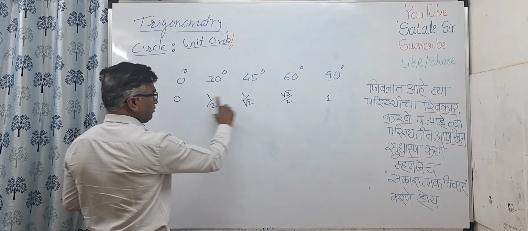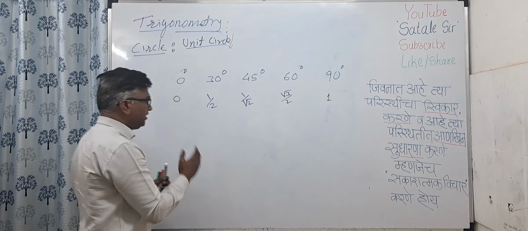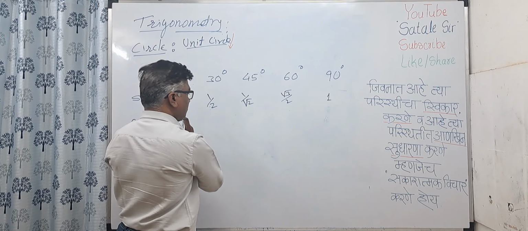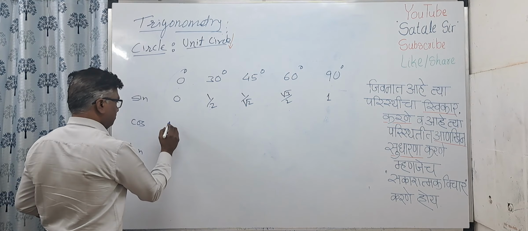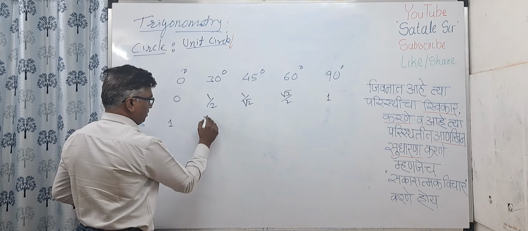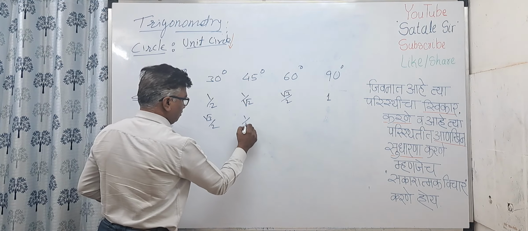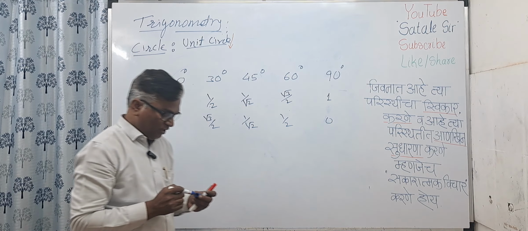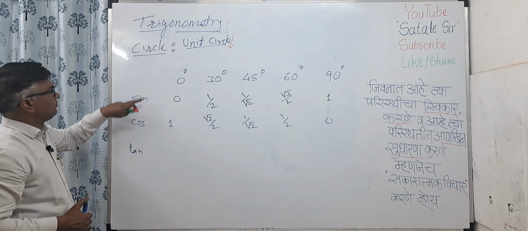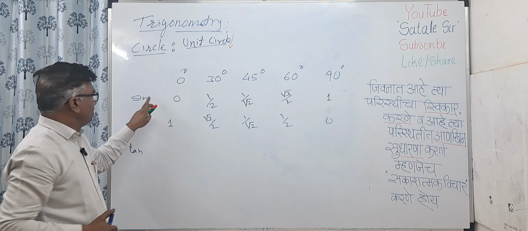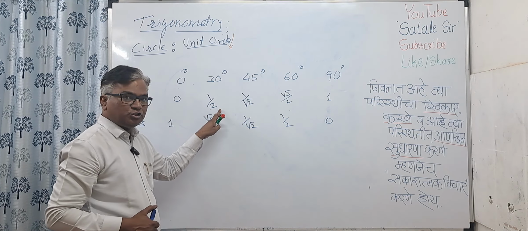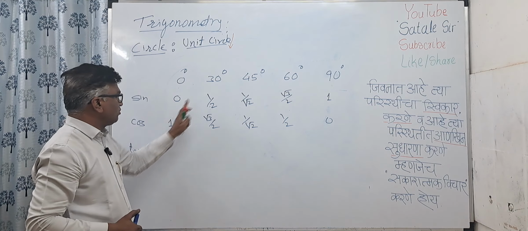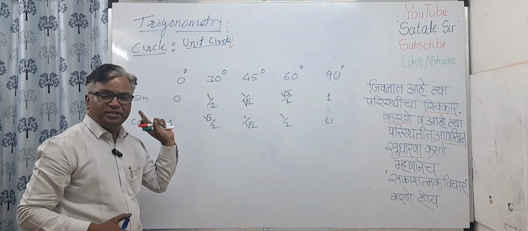Now whatever figures I have got here, I am writing all of them in the reverse direction. We were writing in this direction, now I am going to write in this direction. So it will be 1 here, root 3 by 2 here, 1 by root 2 here, 1 by 2 and you will get 0 here. Now the meaning is sine of 0 is 0, sine of angle 30 is 1 by 2, whereas cos of 0 angle is 1 and cos of 30 is root 3 by 2.